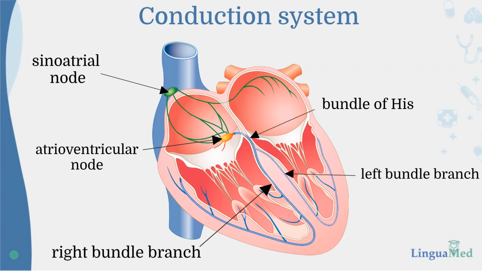They, in turn, transmit the electrical impulse through Purkinje fibers. All that structure of the conductive system is connected consequently, and the wave of depolarization transmits from the sinoatrial node to the Purkinje fibers.